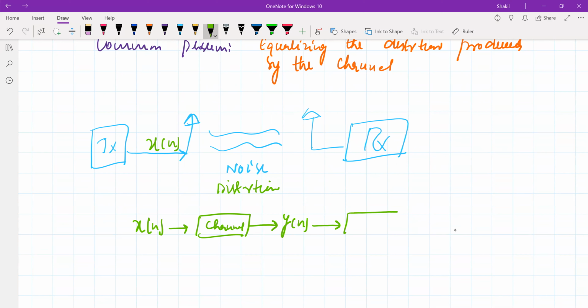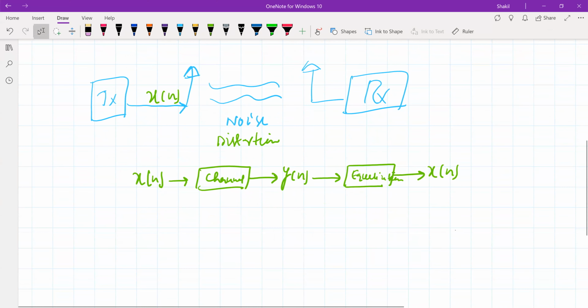So the receiver must do an operation that is the reverse of this channel, to remove the distortion introduced by it. In communication we use an operation called equalization to do the reverse operation, and we get the transmitted signal back. Then we can do demodulation or whatever other operation we are doing. So this invertibility property is very important in communication systems, especially in wireless communication systems.